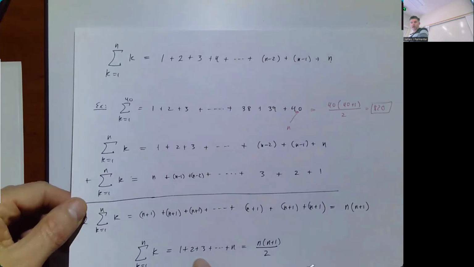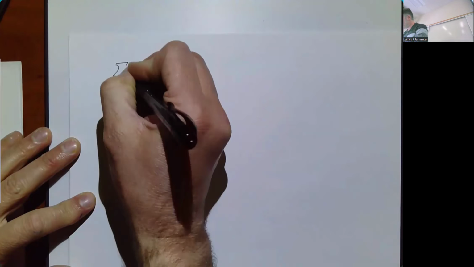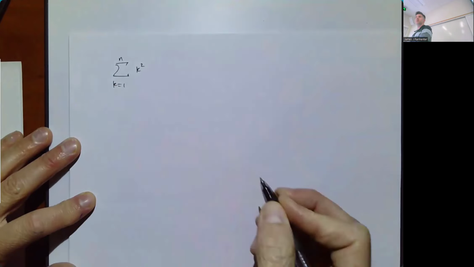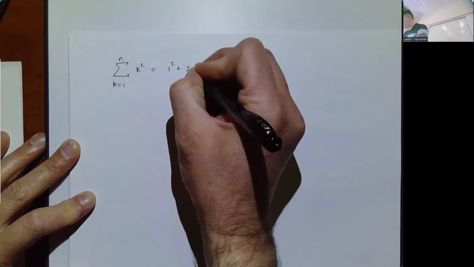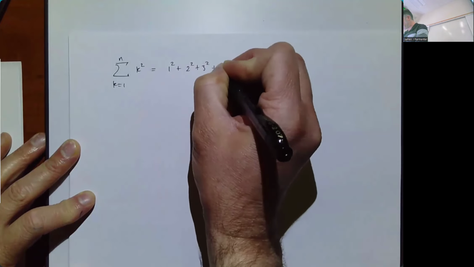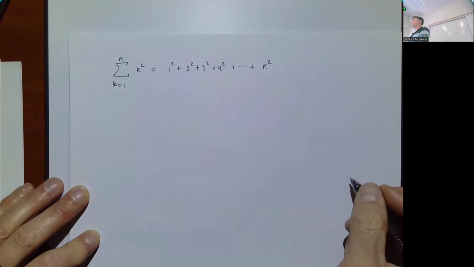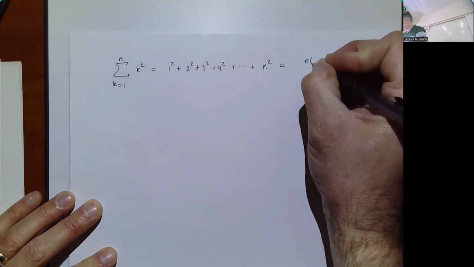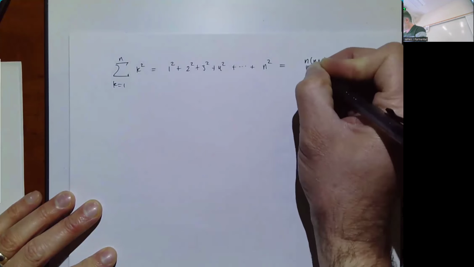The other formulas, which we're not going to prove, are the following. The sum from k equals 1 to n of k squared. So if I add up all the squares, 1 squared plus 2 squared plus 3 squared plus 4 squared plus all the way to n squared, and your teacher probably does want you to memorize this formula, it's equal to n times n plus 1 times 2n plus 1 divided by 6.